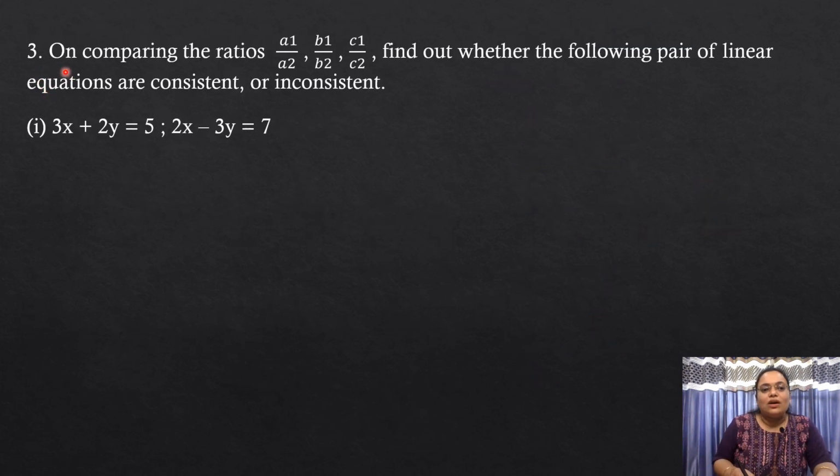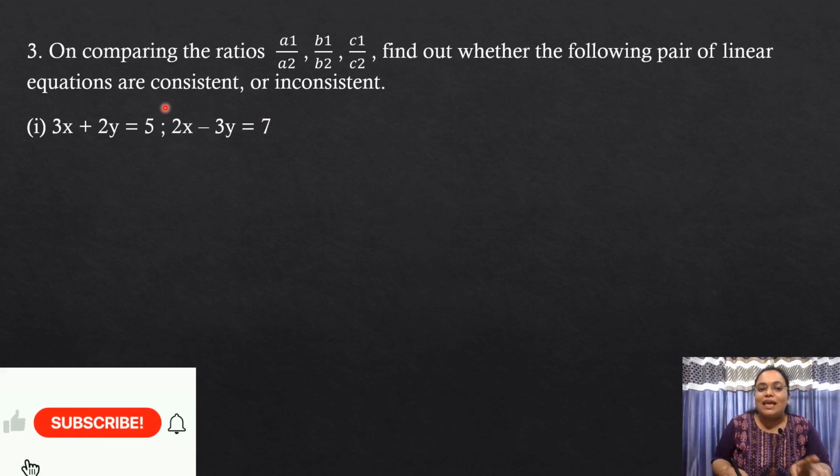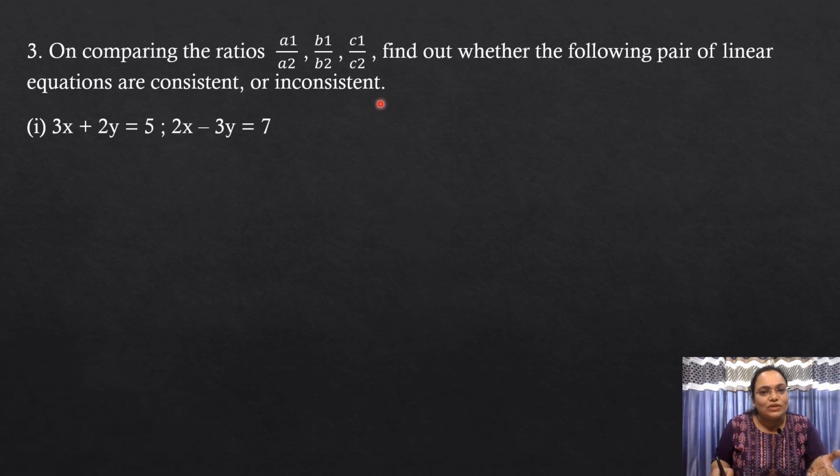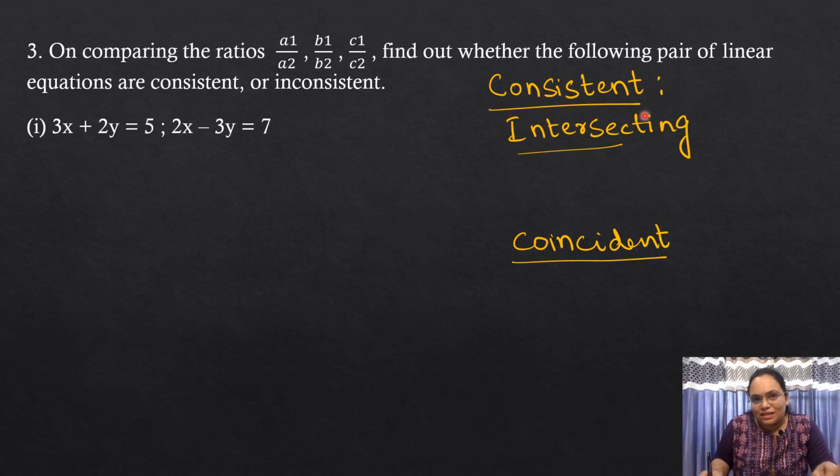The next question is, on comparing the ratios A1 by A2, B1 by B2, C1 by C2, find out whether the following pair of linear equations are consistent or inconsistent. So what is a consistent system? If it has at least one solution, then it is consistent. And what is inconsistent? If it has no solution, then it is inconsistent. In a consistent system, you have intersecting lines and coincident lines, because it has at least one solution.